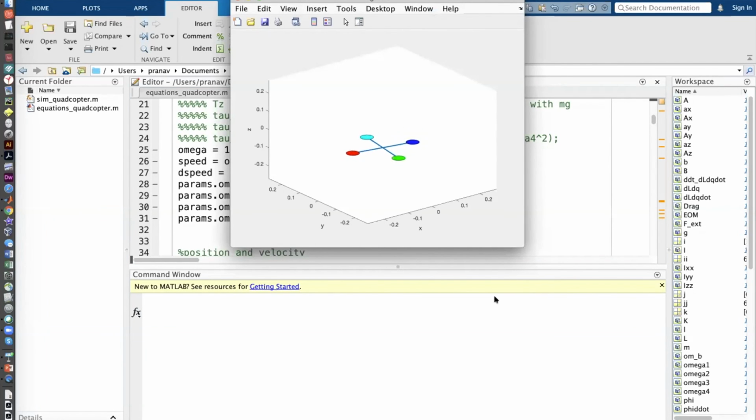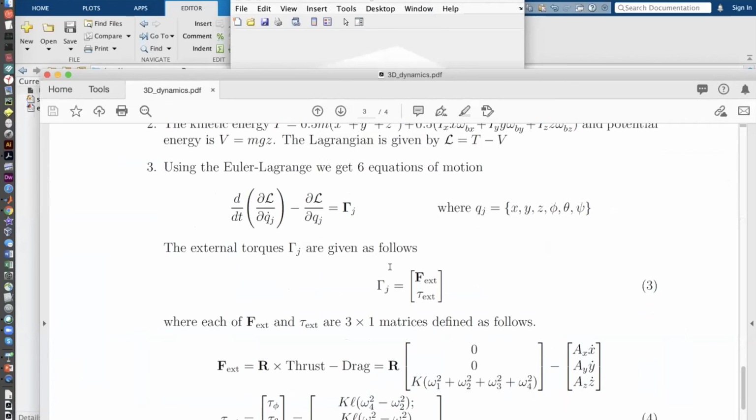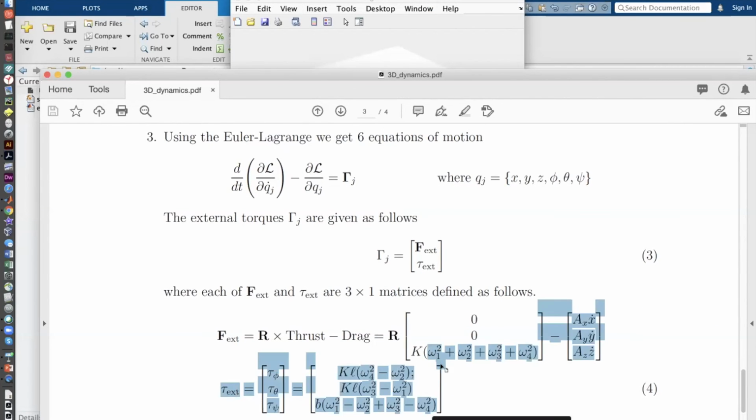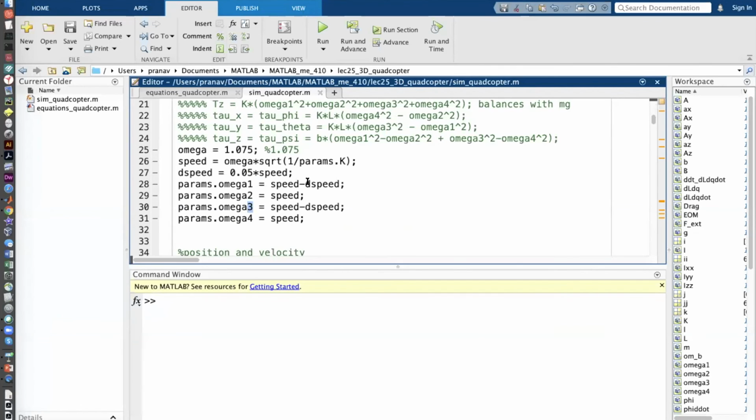So you can see that the quadcopter is yawing, and it's also falling down, because what's going on there is, if you look at the equations again, since I changed omega 3 and omega 1, that force is now less than that due to gravity, and so it's going to fall down. So if you want the quadcopter to spin about the axis and also hover in the air, then you have to proportionately increase omega 2 and omega 4.